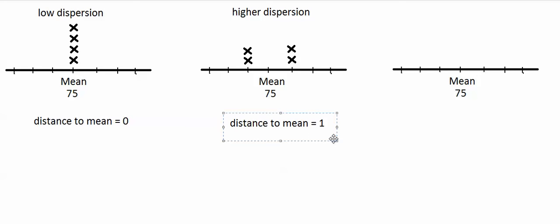So in the data set with lower dispersion, each value was 0 away from the mean, because they were all equal to the mean. And in this data set with higher dispersion, each value is now 1 away from the mean. So the values are getting spread out further away from the mean in both directions. So now each value is further away from the mean than it used to be over here. So we can make some bars to show these distances.